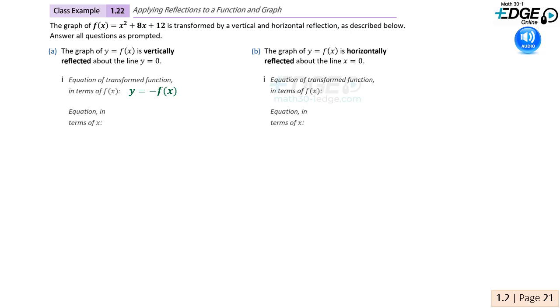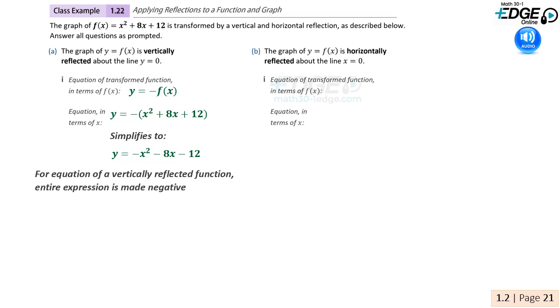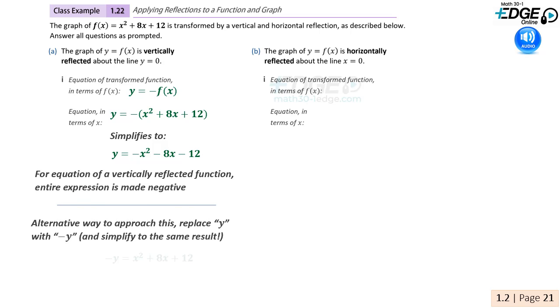So when we reflect over the line y equals 0, which is the x-axis, we write the transformation in terms of f as negative f of x. This means that if x squared plus 8x plus 12 is equal to f of x, since we made f of x negative, we'll be making all of this negative. So we put a negative sign out in front of some brackets and then distribute it through. The other way to think of this is that we made a replacement of y with negative y, and then multiplied through by negative 1, giving us that same result.